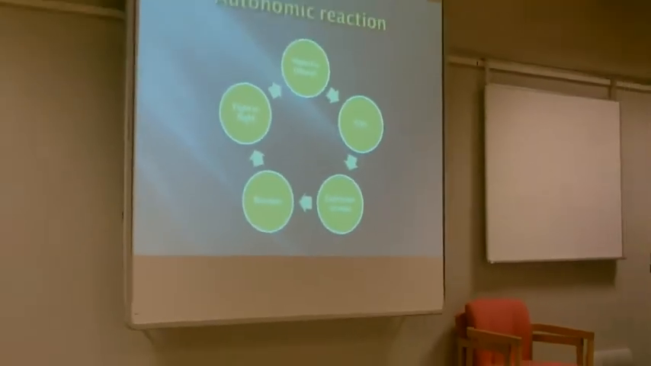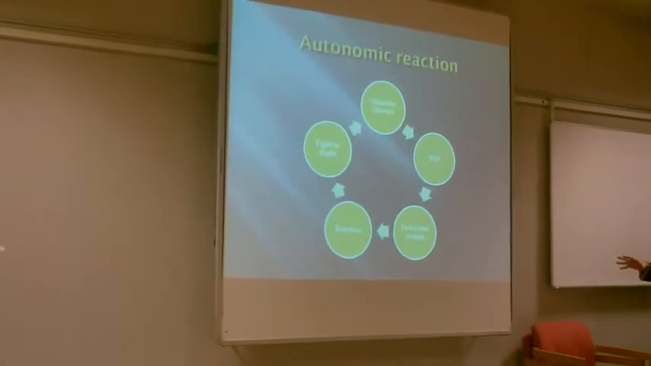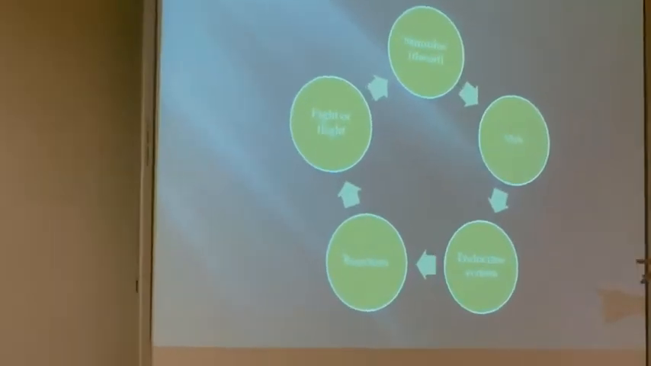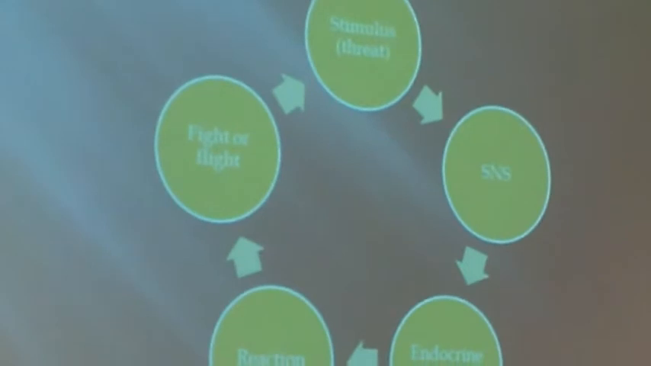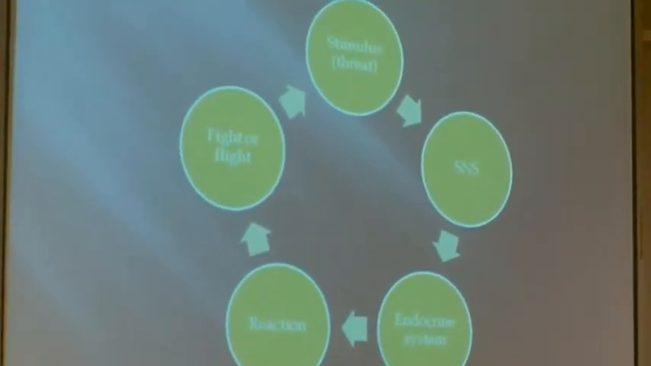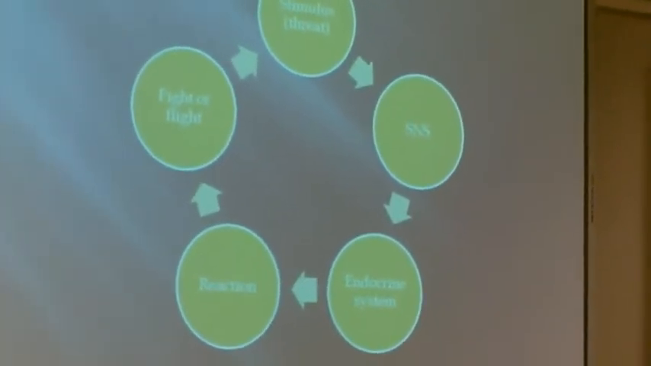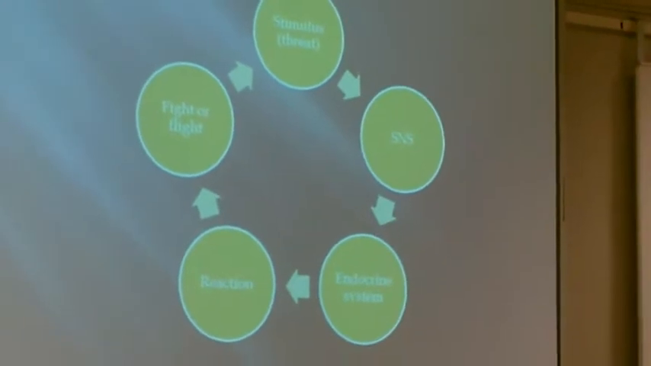The stimulus is the perception of a threat. And that triggers the sympathetic nervous system. The sympathetic nervous system releases, through the endocrine system, chemicals into the bloodstream. Cortisol, adrenaline principally, but there are others. And this causes the automatic reflex action to fight or run away.